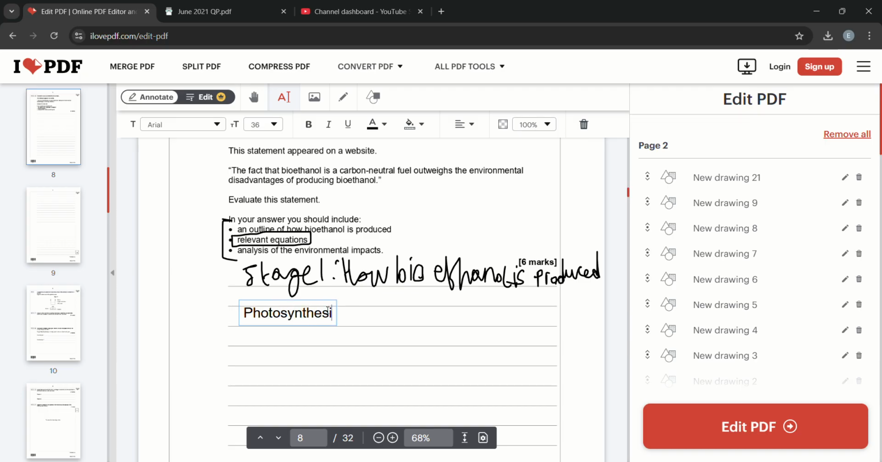Well, photosynthesis, the natural process where plants take CO2 from the air. We've got fermentation.